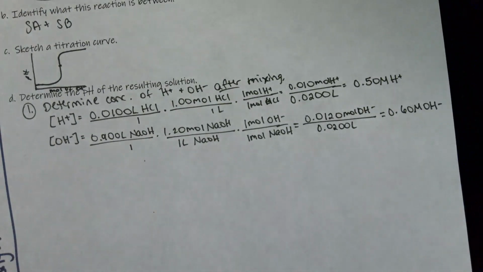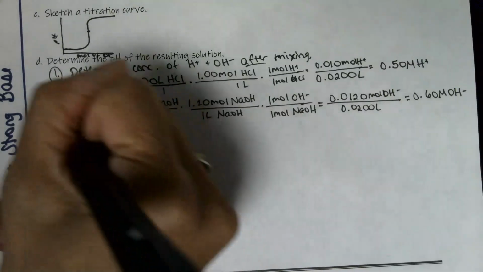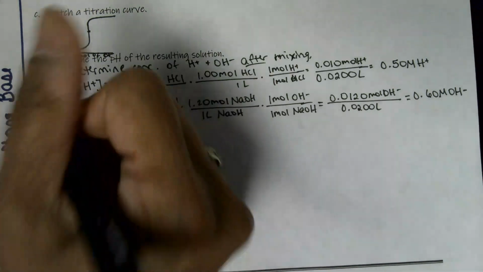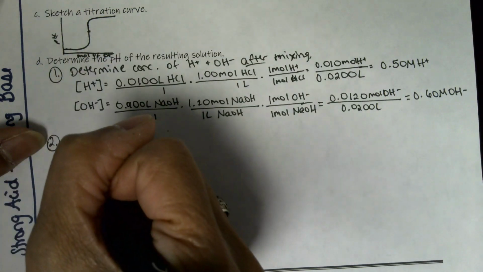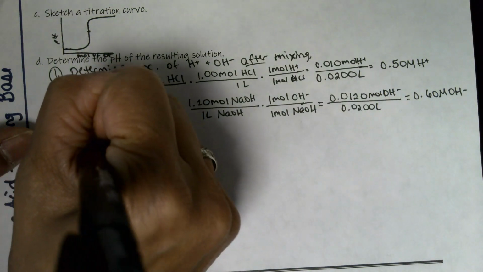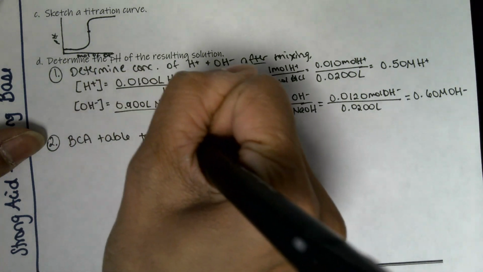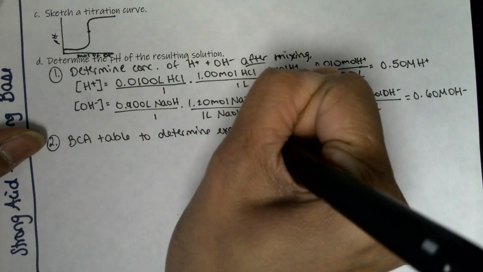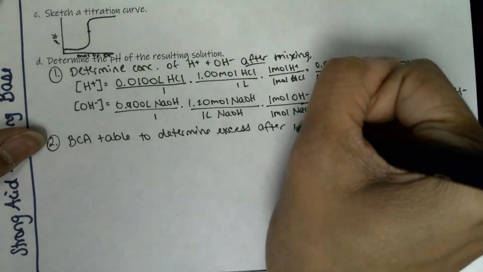Now we have to figure out how much is combined up with water, and figuring out what's binding with water, and then the leftover is what we're going to use to figure out our pH. So we're going to use something called a BCA table to determine excess after making water.